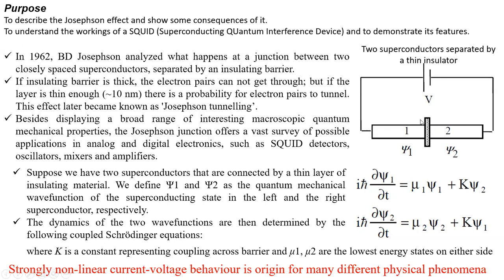Besides displaying a broad range of interesting macroscopic quantum mechanical properties, this effect offers a junction known as the Josephson junction, which has a vast range of possible applications in analog electronic circuits and digital electronic circuits, for example SQUID detectors, oscillators, mixers, and amplifiers of all kinds. Let us see how it works in a simpler way. I will not go into detail with the mathematical expressions. One can work on it, there is no issue. But here, as a landmark experiment, our intention is to understand the landmark phenomena.